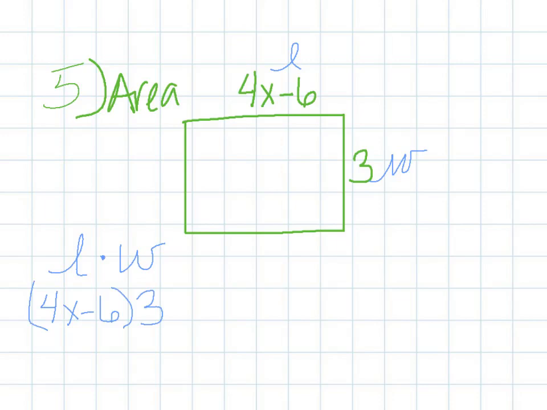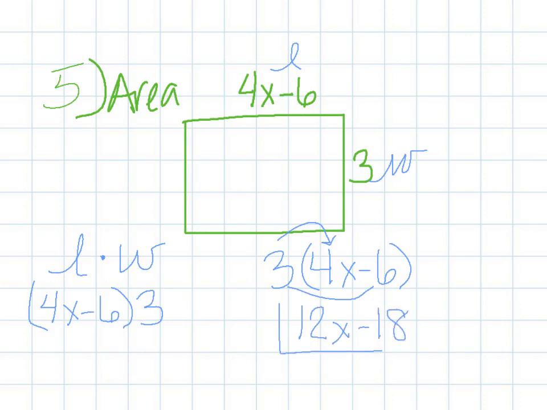Well, now this looks similar to distributive property. I'm going to flip my 3 and my parentheses around so it looks like our normal distributive property. And then to find the area, we just simply need to distribute. 3 times 4x is 12x. 3 times -6, -18. And that would be the area of our rectangle.